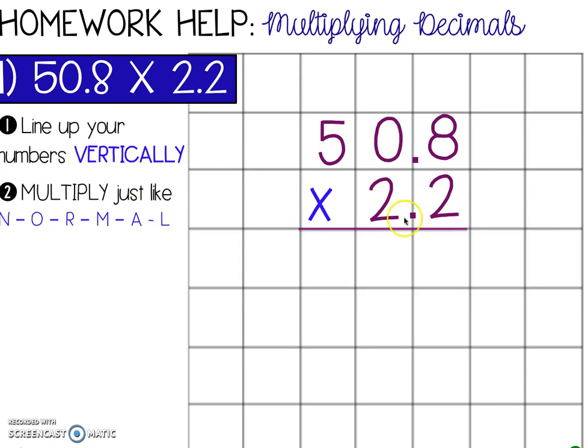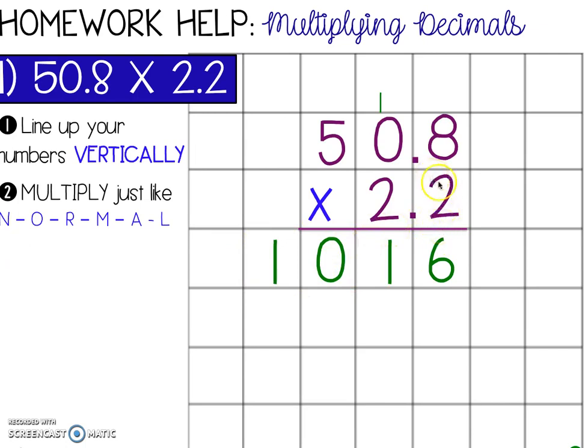So the first thing we're going to do is take our 2 times everything on the top row. 2 times 8 is 16, carry the 1. 2 times 0 is 0, plus the 1 I carried is 1. 2 times 5 is 10. Okay, so there's our first row.